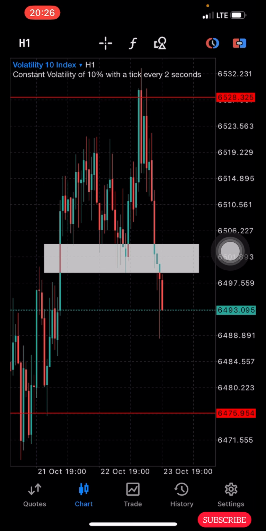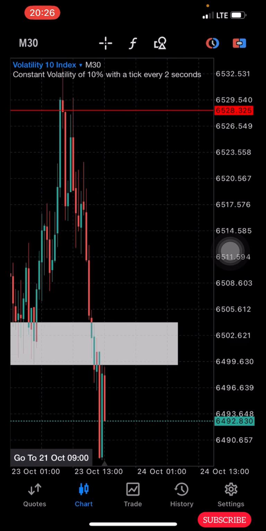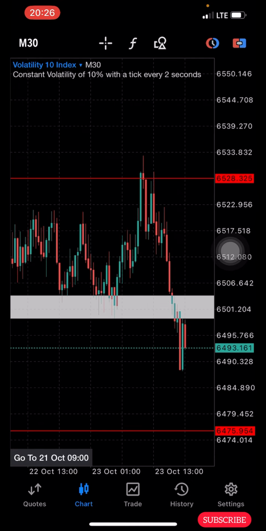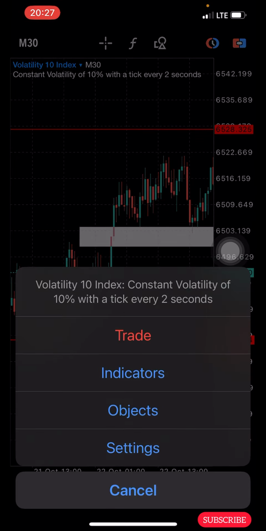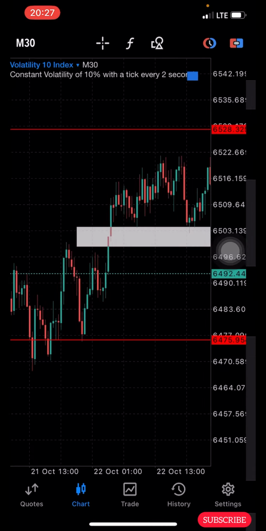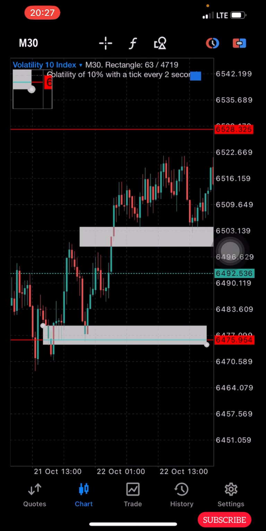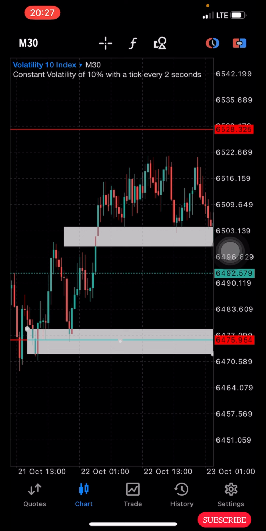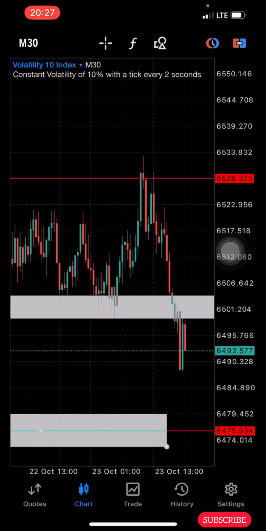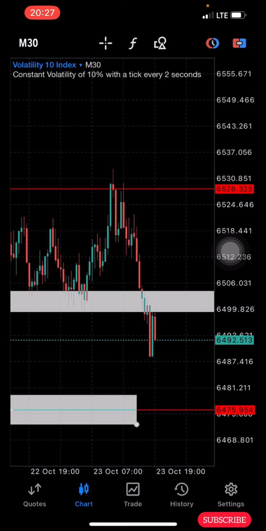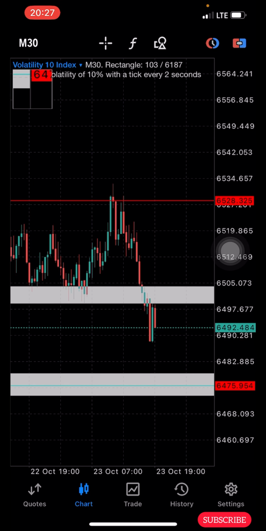Now I'm going to step to the 30-minute time frame to mark the nearest support and resistance zone I'm seeing. As you can see, I'm going to be marking this area, which is the area I'm going to be using for my target area, my TP area, because I'll be taking the entry from the 15-minute time frame.